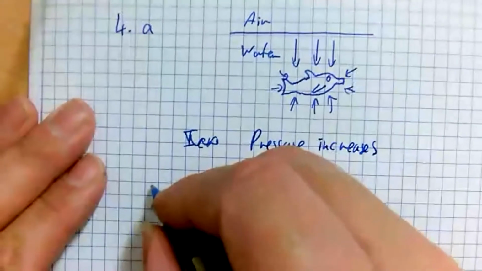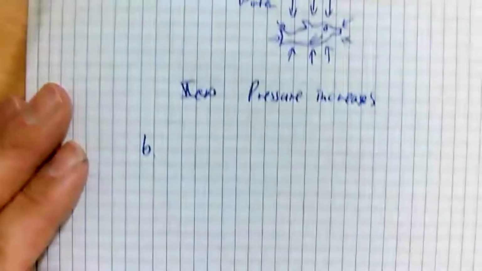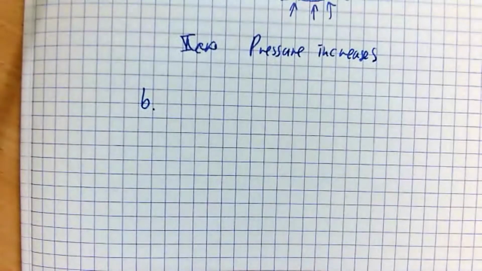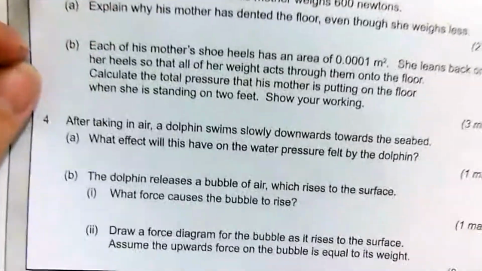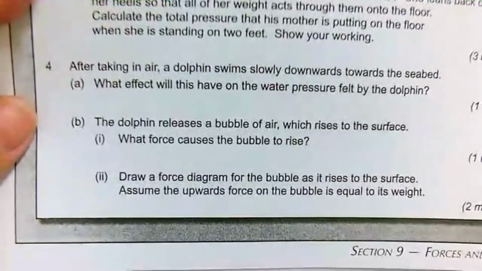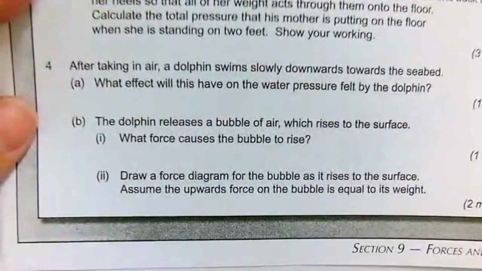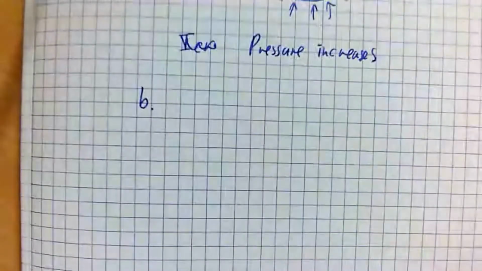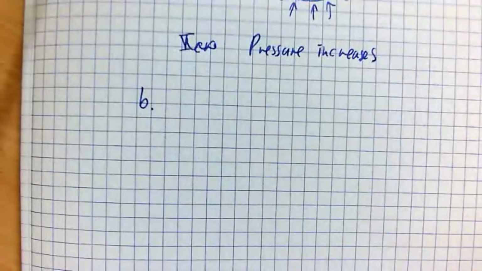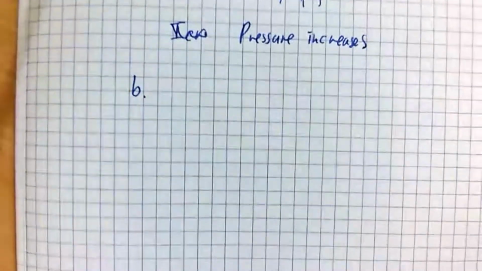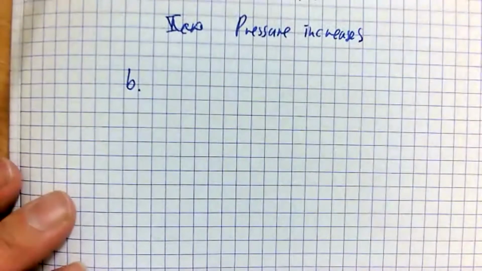Okay. So then we go on to part B of our example questions. The dolphin releases a bubble of air which rises to the surface. What force causes the bubble to rise? Now, this is going back to previous years. You've done forces for a couple of years now in science.